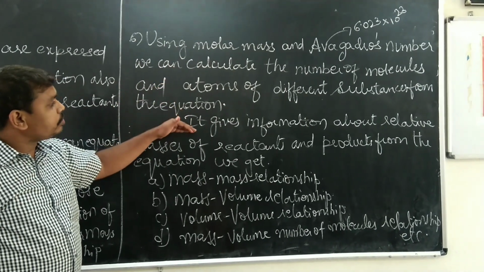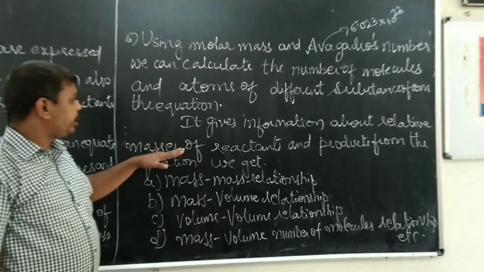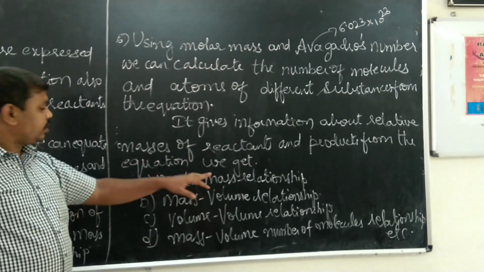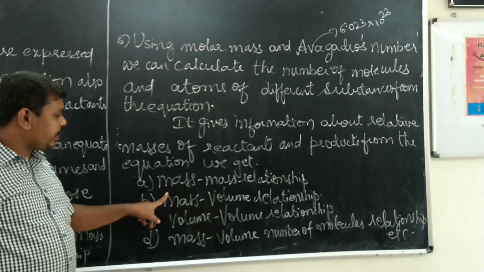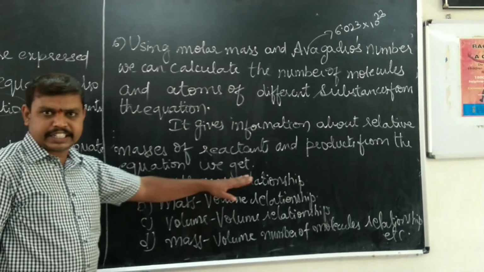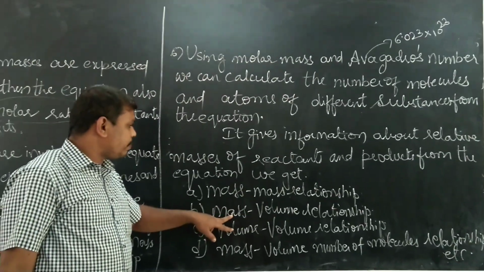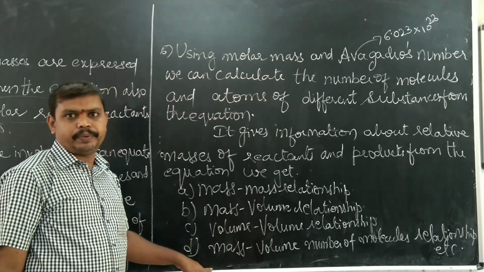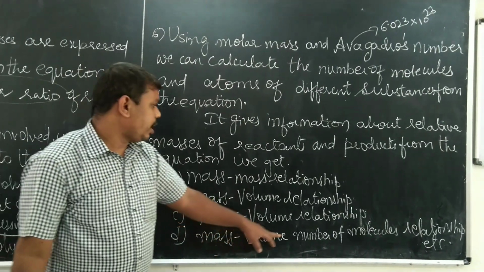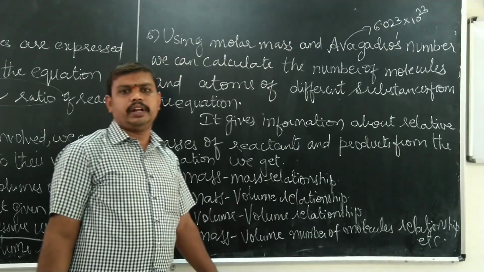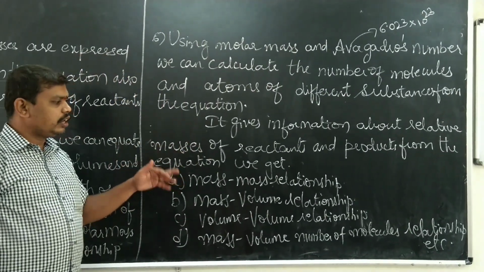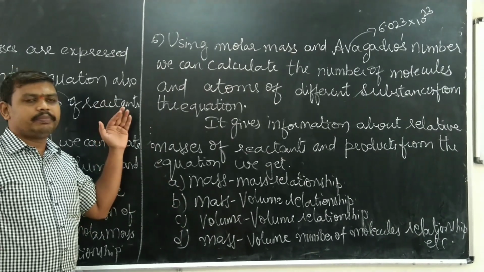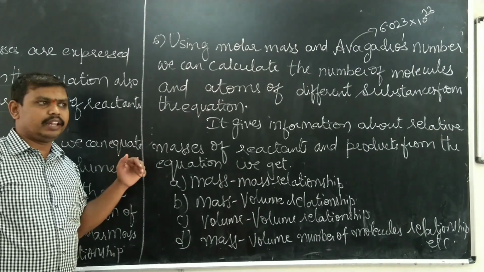So it also gives information about the relative masses of both reactants and products from the equation, and thus we get the mass relationship. Next, the mass-volume relationship. Next, the volume relationship. Mass, volume, and number of molecules relationship, etc. With this, we can learn these things from the concept called interpreting the balanced chemical equation.